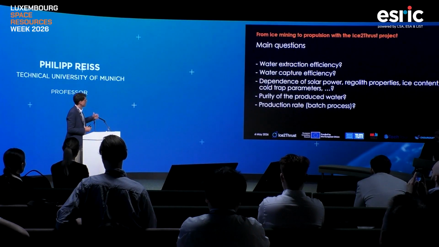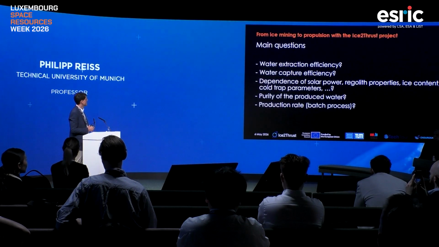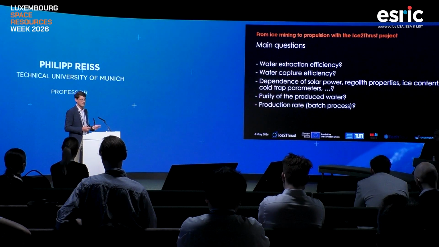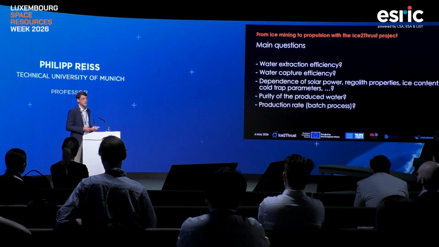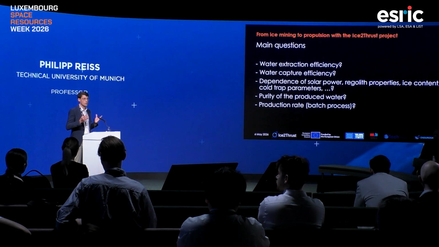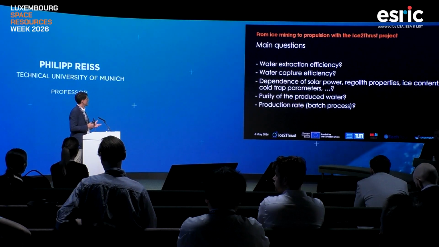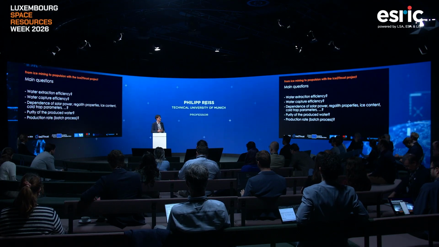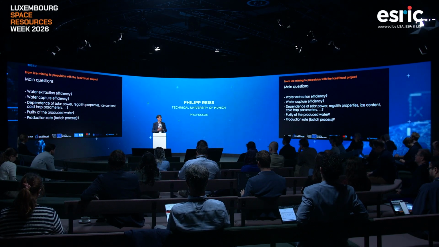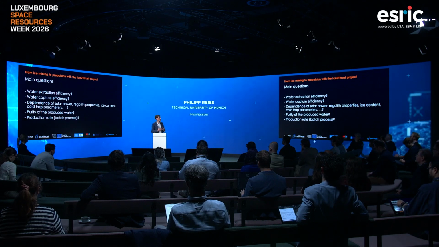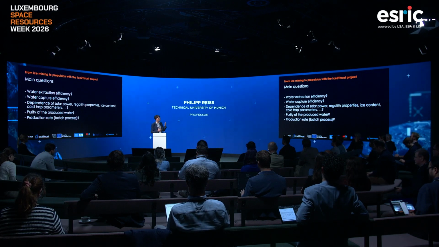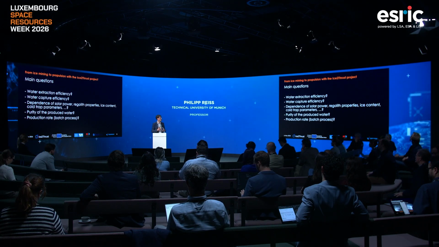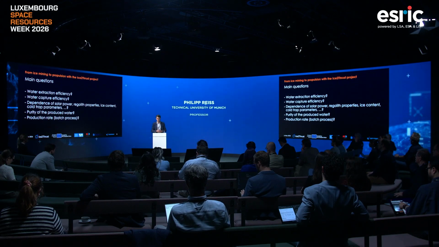So some questions that I pointed out here are what is the water extraction efficiency? How much water do I get out versus how much power I put in? What is the water capture efficiency? So how much water do I lose along the way when capturing with the cold trap? How is this dependence of the efficiencies on solar power, regolith properties, ice concentrations, also forms of ice and locations of ice, cold trap parameters as well? How is the cold trap positioned with respect to the beam or the site where the water evaporates? That's all very open questions that we need to address.